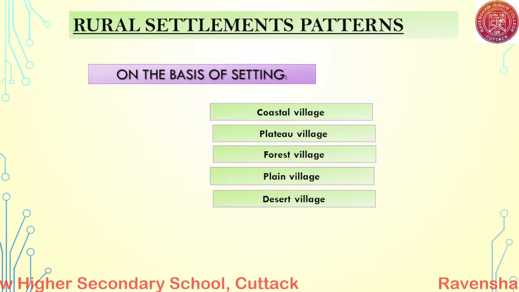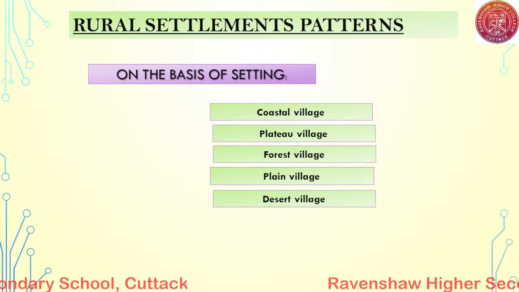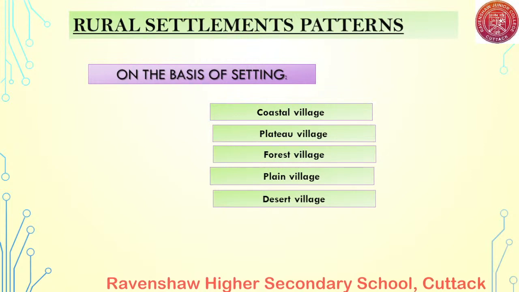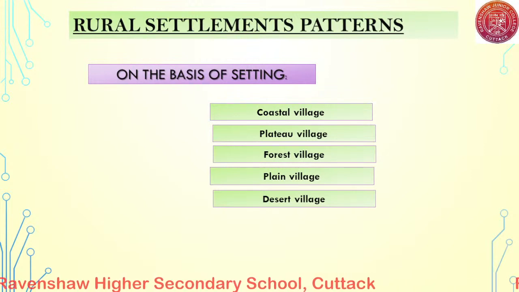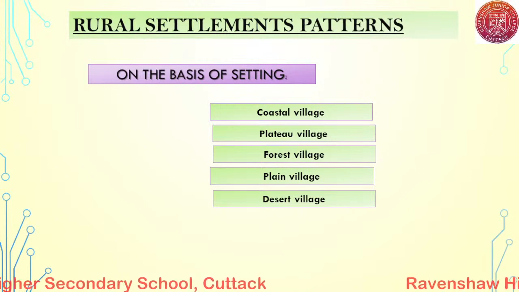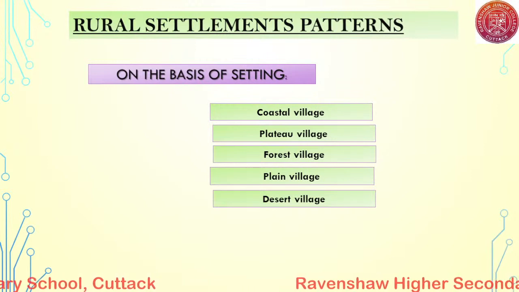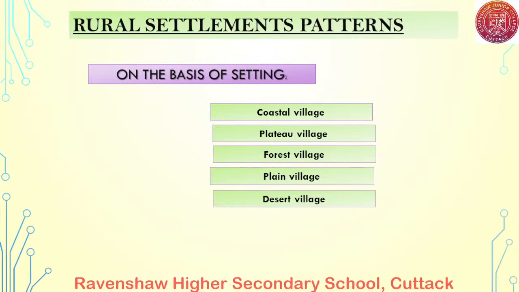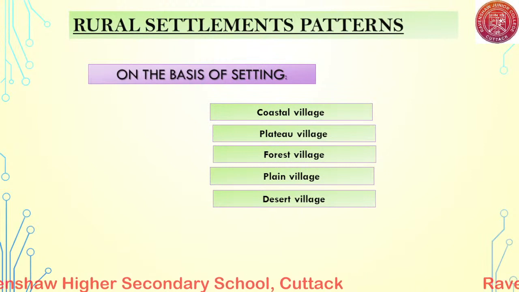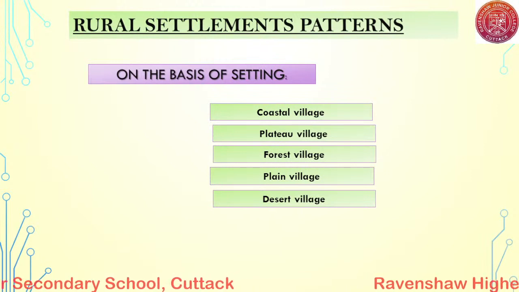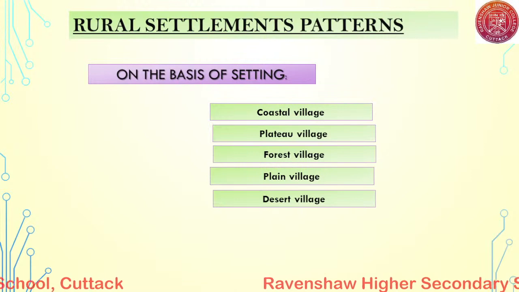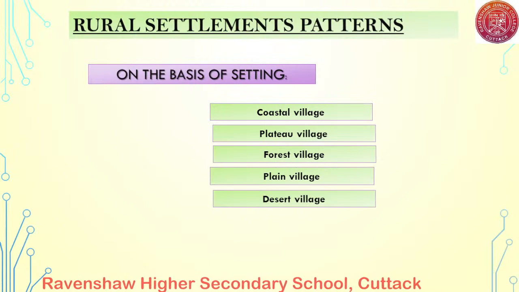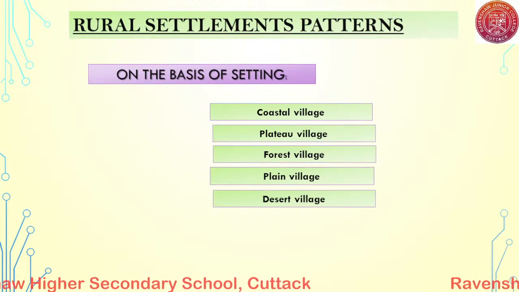What are the settings? If it is found in the coastal areas, then it is a coastal village. If it is found in plateau areas, then plateau village. If it is found in jungle areas or forest areas, then forest village. If it is found in plain areas, then it is a plain village. If it is available in desert areas, then it is called a desert village. It is one of the bases. On the basis of settings, rural settlements may be coastal village, plateau village, forest village, plain village, and desert village. Next.